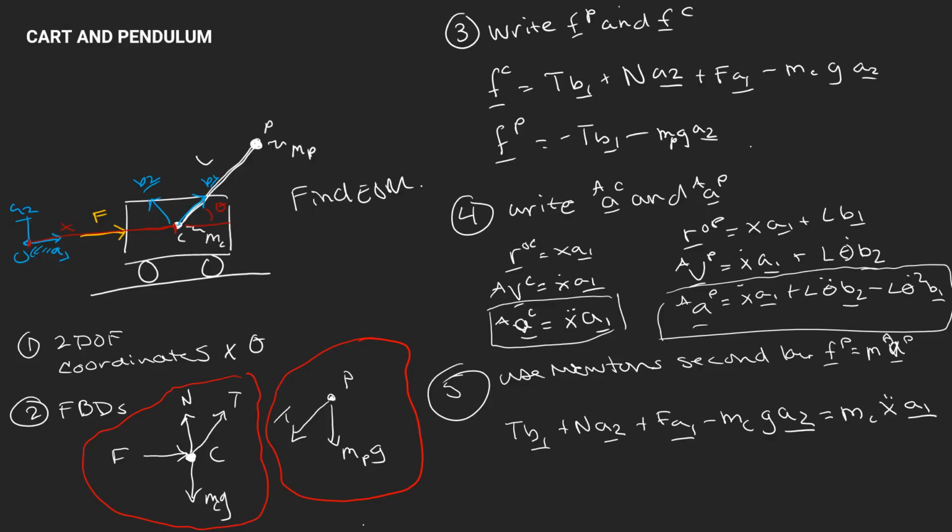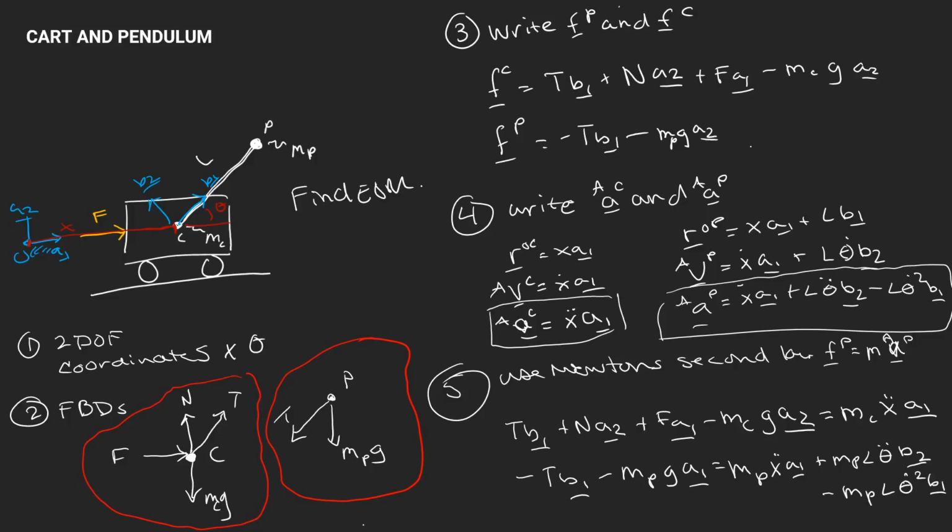And now if we write down the forces on particle P, we have negative T B1 minus m_p g A1, and that is equal to m_p x double dot A1. And I'm just writing out, distributing the m_p terms: m_p L theta double dot B2 minus m_p L theta dot squared B1.